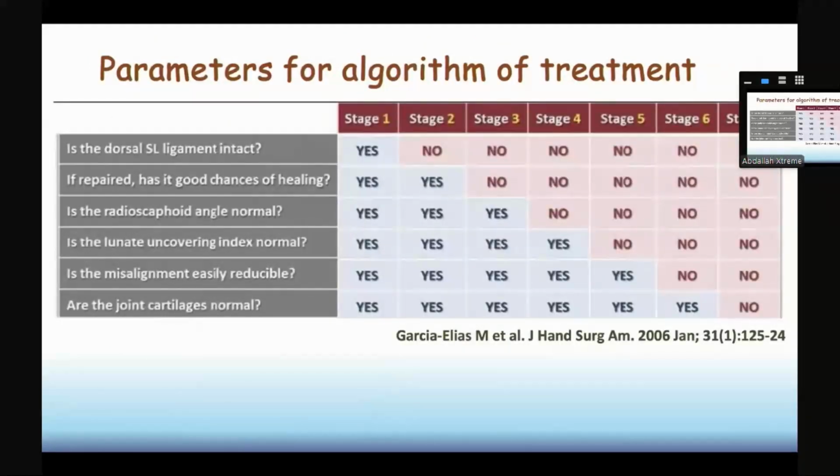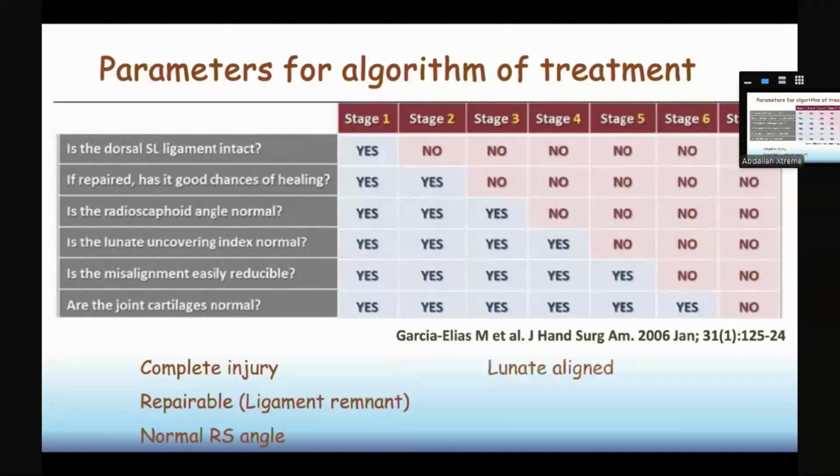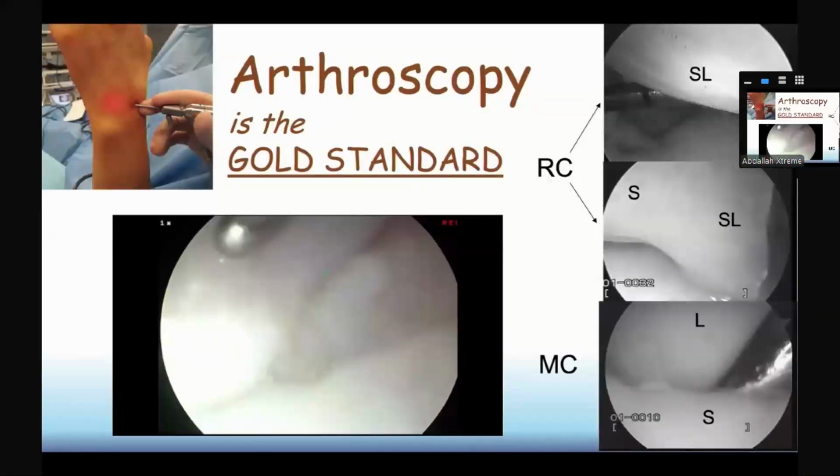The other parameters for understanding the algorithm of treatment are those that Garcia Elias proposed in 2006. Is the dorsal ligament intact or partially ruptured? If repaired, has it good chances of healing? Is the radioscaphoid angle normal? Is the lunate covering normal? Is the misalignment easily reducible, and is the joint cartilage normal? All of them have to be considered before doing a treatment of the scapholunate ligament, because if you don't, a failure of the treatment can happen.